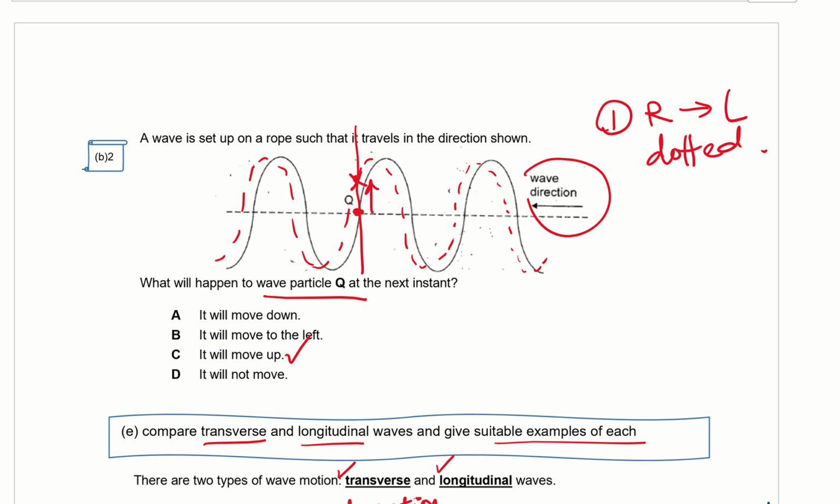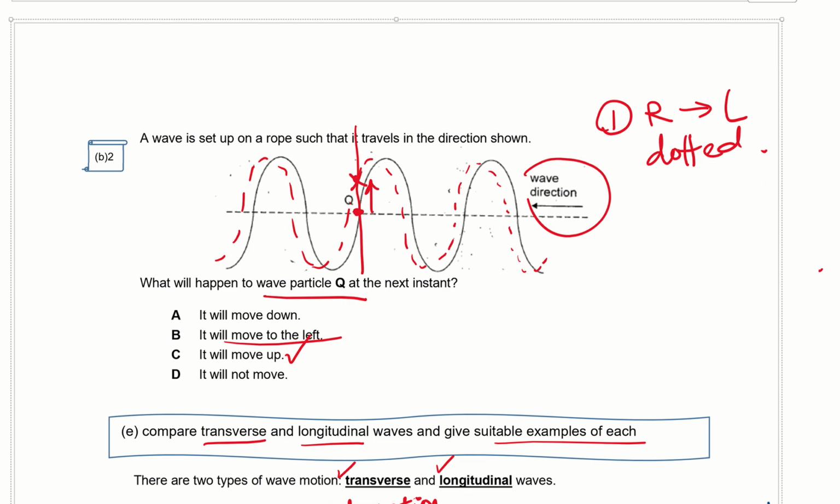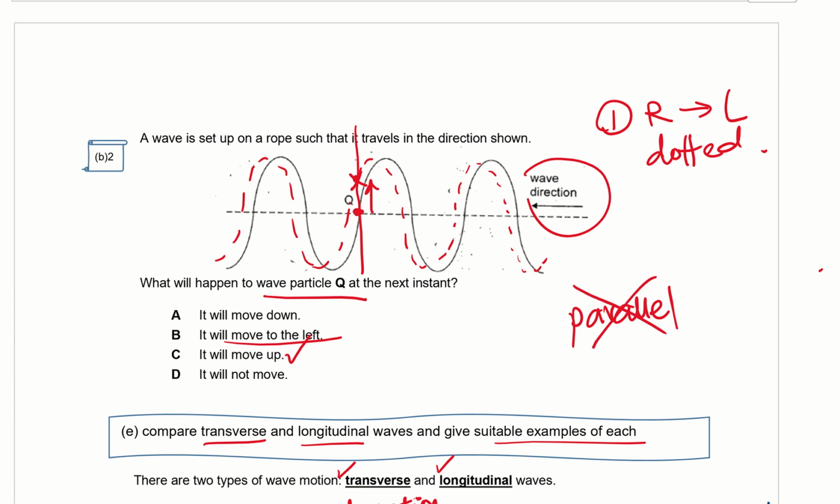Now, a common misconception is that you'll move to the left or you'll move to the right, which is not correct. If it's moving to the left or moving to the right, it becomes parallel to the direction of the wave, right? So no, because we are talking about a rope wave, and the rope wave in this case shows the profile of a transverse wave. Okay, so this is for your success criteria D. We'll be using this skill later on.